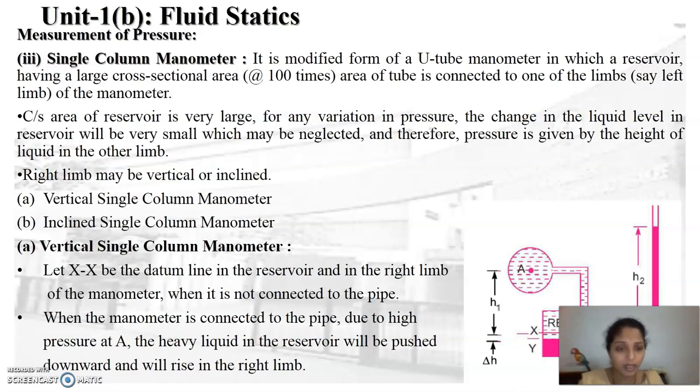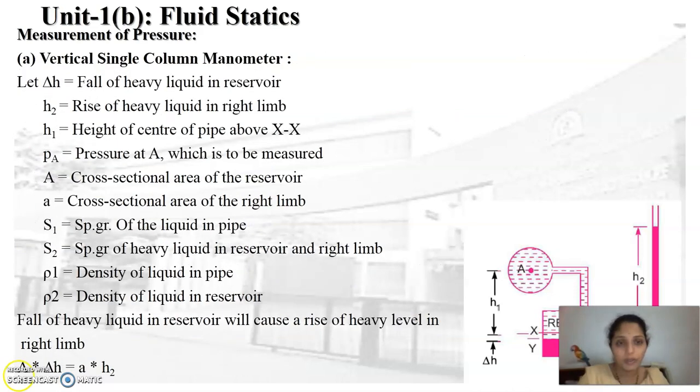But when the manometer is connected to the pipe, due to the heavy pressure at point A, the heavy liquid in the reservoir will get pushed in the downward direction, and due to this pushing of the liquid in the left limb, there is a rise of liquid in the right limb. Delta H is the fall of heavy liquid in the reservoir, H2 is the rise of heavy liquid in the right limb, and H1 is the height of the center of the pipe above the XX datum.